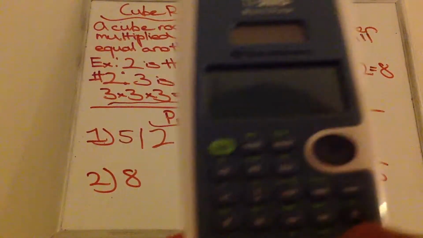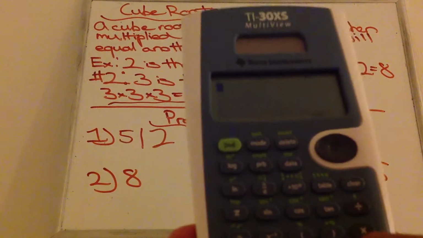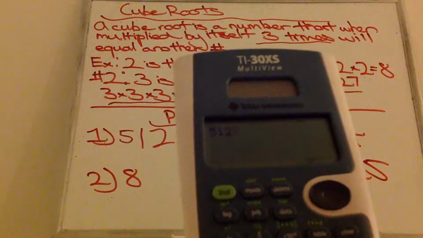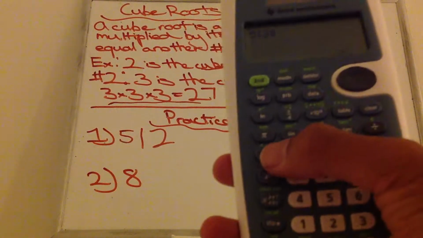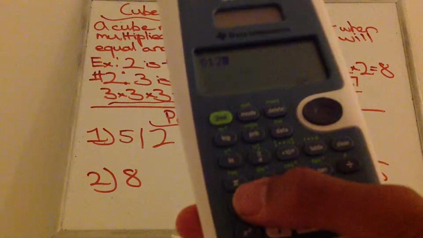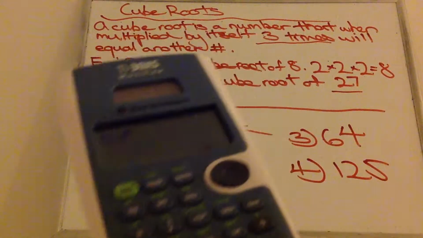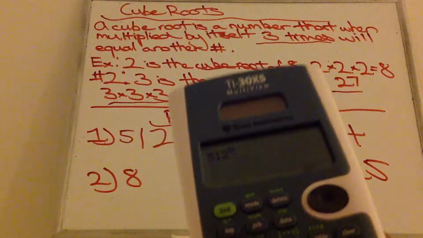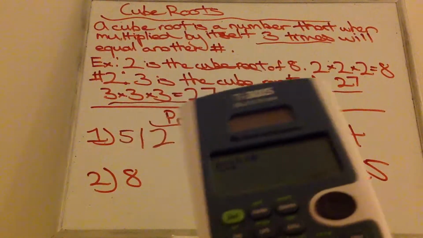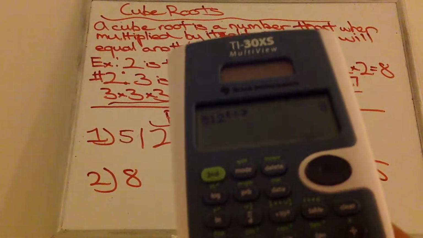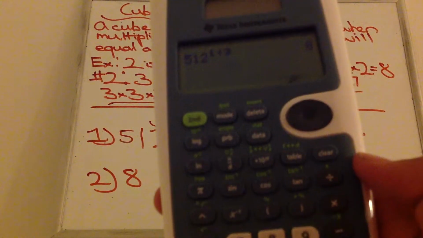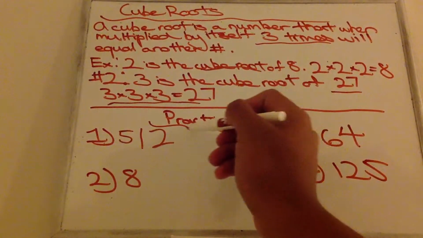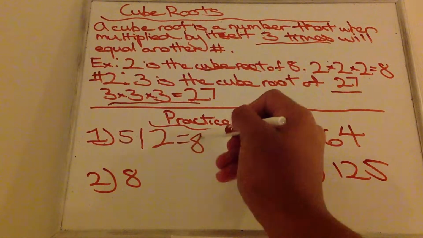So what you do is, look closely. You enter the number, say 512, and you see this little caret button here? You press that, and then you see how it's asking you for the cube root. You go 1 divided by 3, and it should give you 8 as your cube root. So the cube root of 512 is 8.